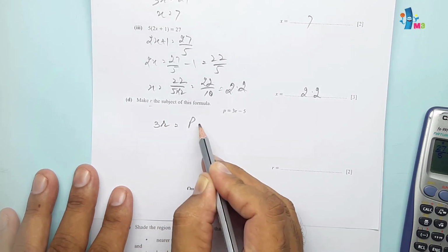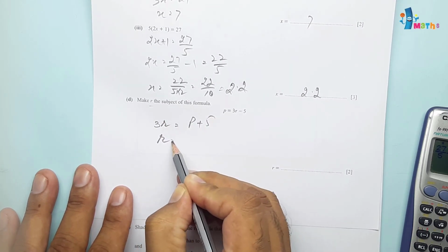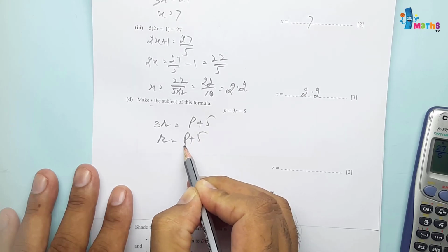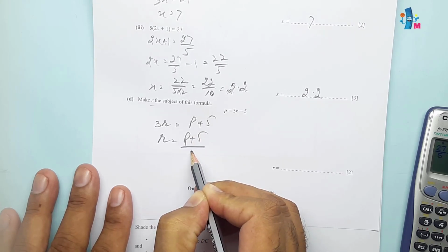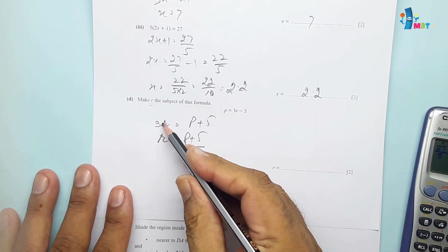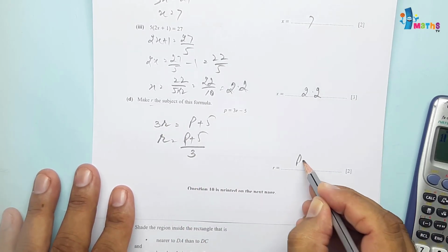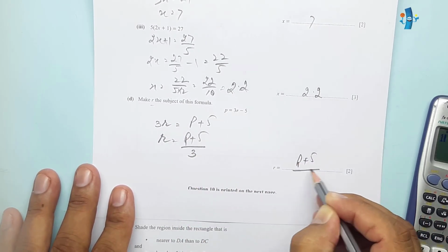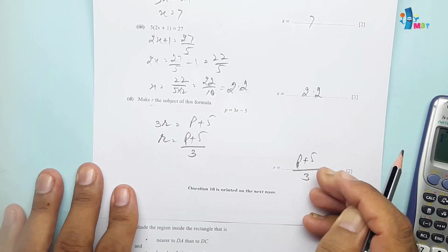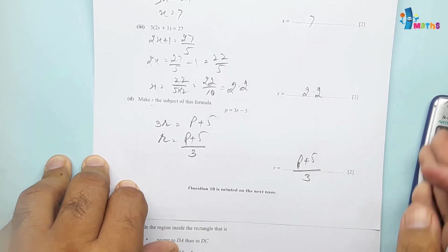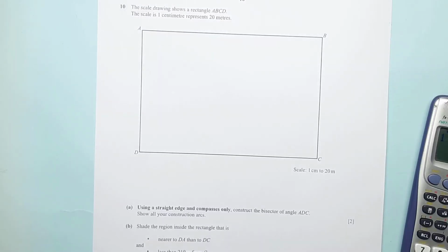Then we have to make r the subject, so r is over here, so 3r will be equal to p plus 5, so r will be equal to p plus 5 over 3. So this will be p plus 5 over 3. This will be our answer. Then next, question number 10.